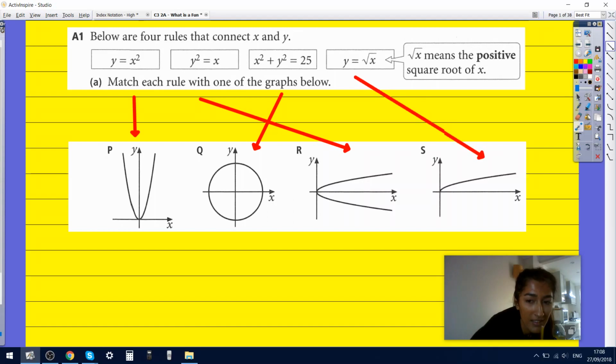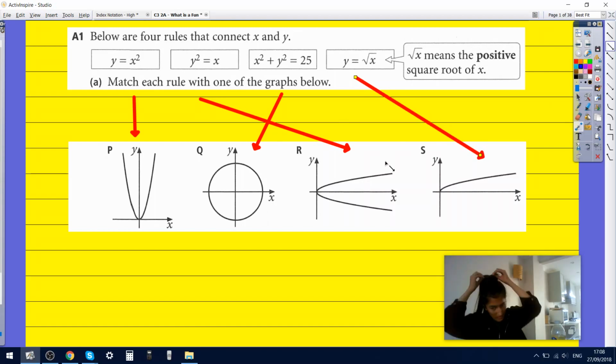And so what you'll notice is that for the last two, y squared is equal to x isn't the same as y equals square root of x, because that would be plus or minus. For this one you have plus or minus, that's why you have the positive and the negative. This one you have just the positive.